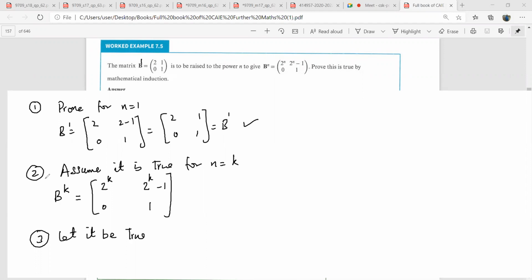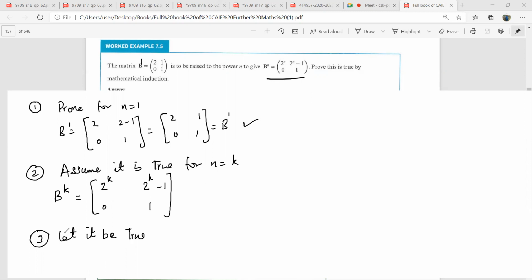And then in the second step, we always assume that this is going to be true for n equal to k. So this is our B raised to power k. We simply substituted n as k into this given expression here. That has to be proved. Now we're going to prove it.